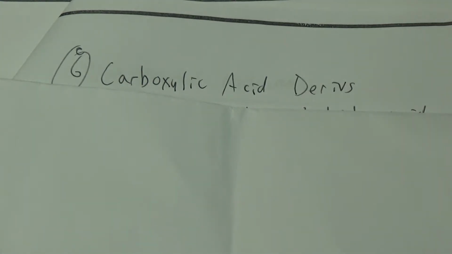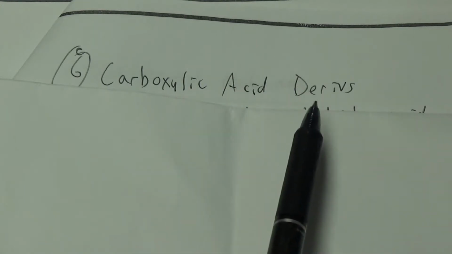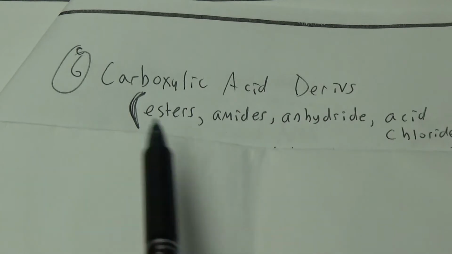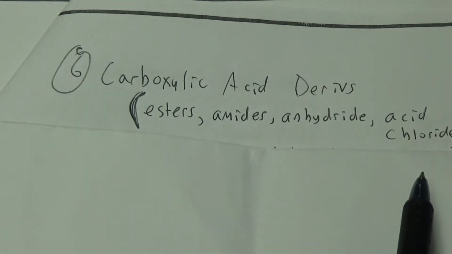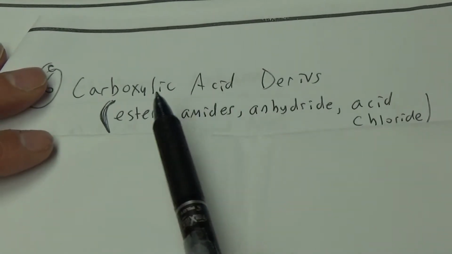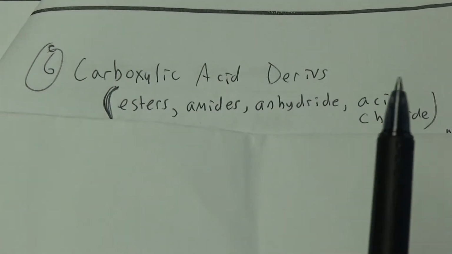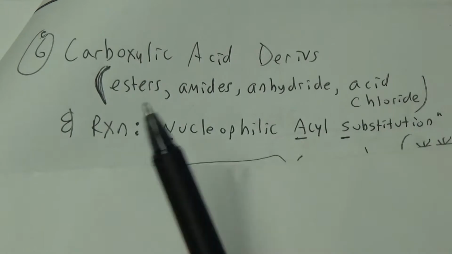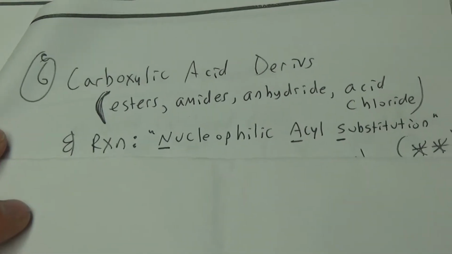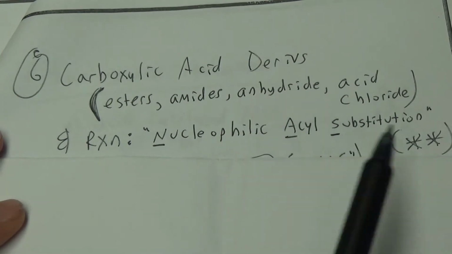Hey everybody, as you know, we're in Chapter 19, which mostly deals with carboxylic acids and carboxylic acid derivatives, and by that we mean esters, amides, anhydrides, and acid chlorides. Those are the main derivatives of carboxylic acids, so they're all related functional groups. And the main reaction that we're dealing with is nucleophilic acyl substitution.